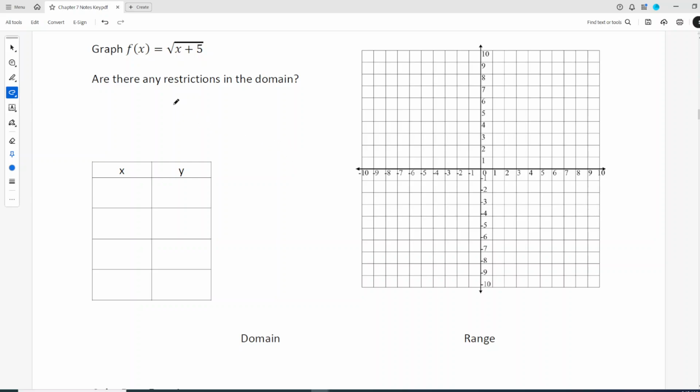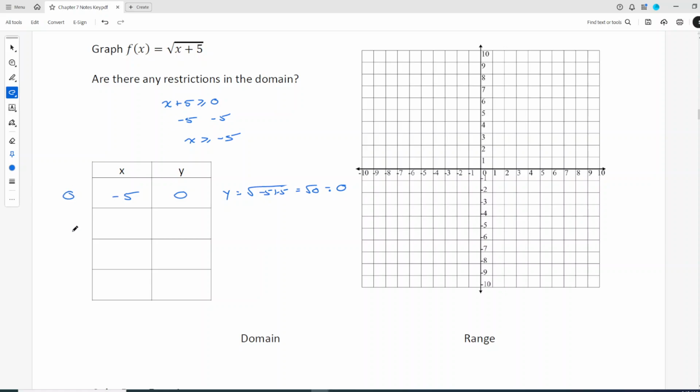So for this one, when we're talking about restrictions in the domain, you have to take the square root of a positive number, so x plus 5 has to be greater than or equal to 0. I'm going to minus 5 from each side, so x has to be greater than or equal to negative 5, which means my table of values is going to start at negative 5, 0. If you want to double check that, right, let's plug in x is negative 5. Negative 5 plus 5 is the square root of 0. Oh, look at that, it's 0.